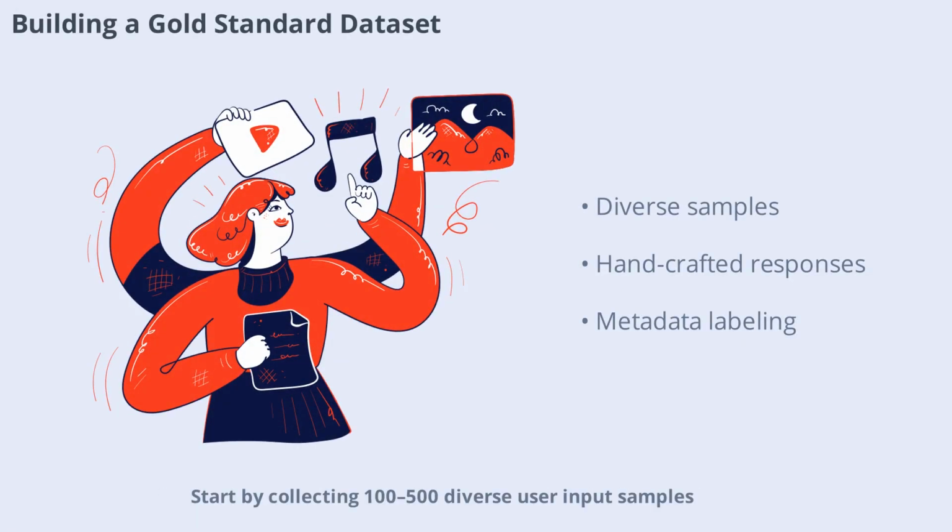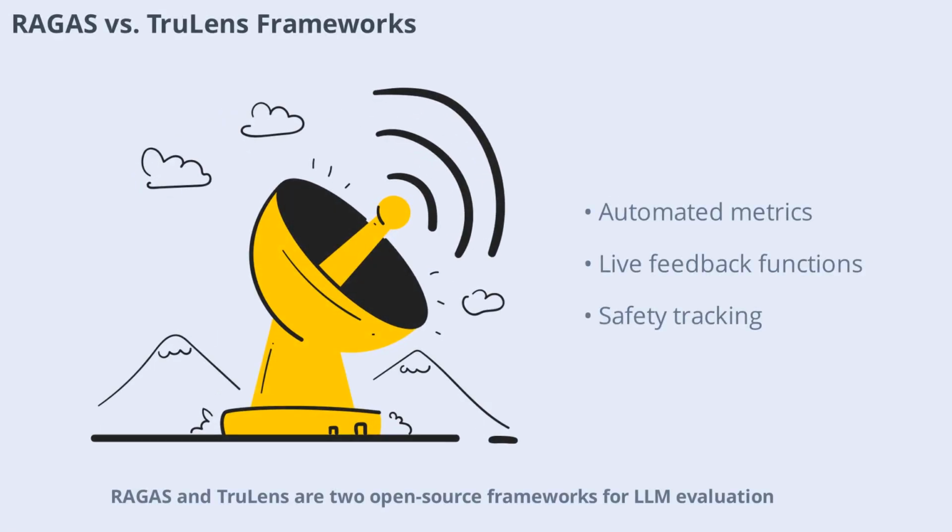Start by collecting 100-500 diverse user input samples. Handcraft or carefully review ideal responses, and label metadata like intent and complexity. This enables segmented regression testing during prompt or model upgrades. For example, a medical software company might have doctors write ideal summaries for patient charts, using these as the benchmark for any future improvement.